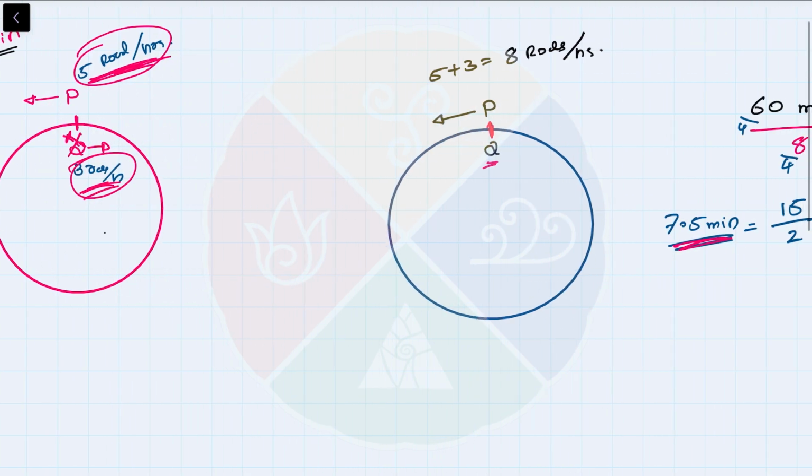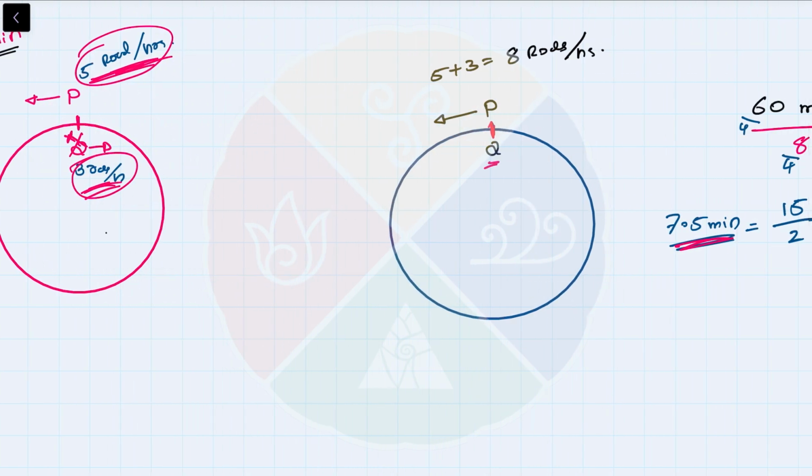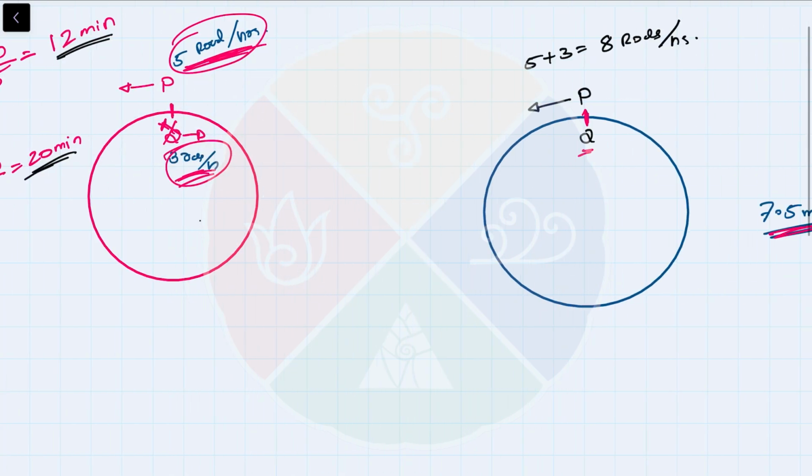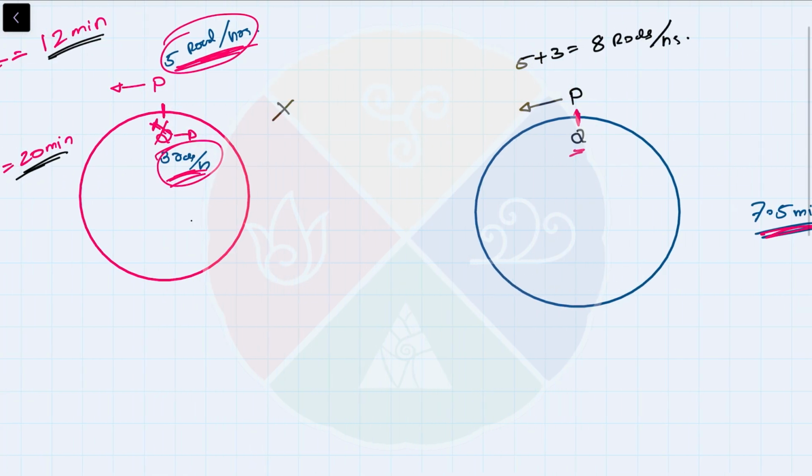It's actually a little bit complicated. If I want to explain where they are meeting, I can explain it by total distance. I'll explain that at the end. Let's solve this problem first.